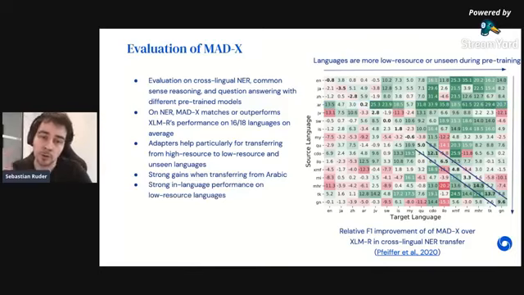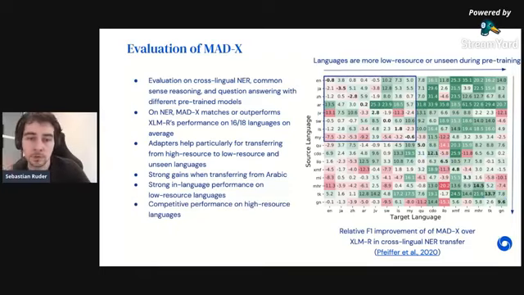And generally, if you look at the diagonal that represents the in-language setting, so fine-tuning a model on data of a language and then evaluating it on data of the same language, there we also see strong performance improvements for all the low-resource or unseen languages as well. And lastly, in the top left quadrant here, even though that is on transfer between two high-resource languages, we still see quite competitive performance given these strong improvements in the other parts.